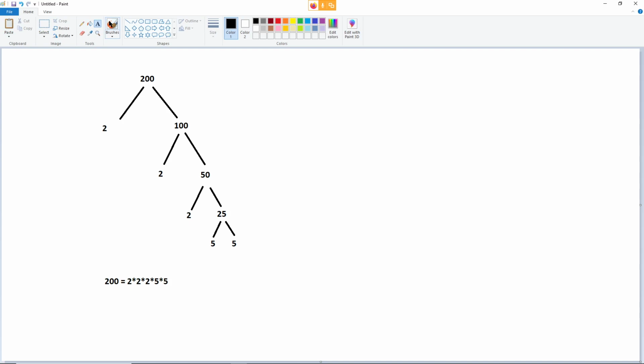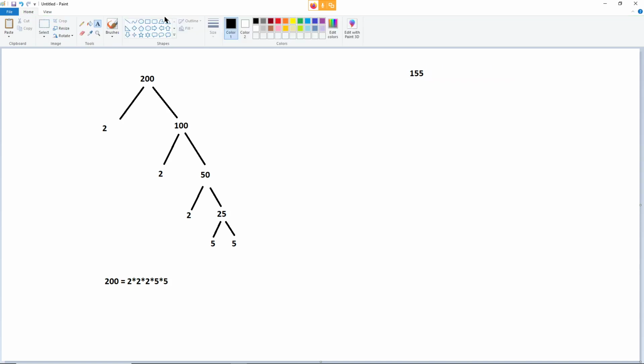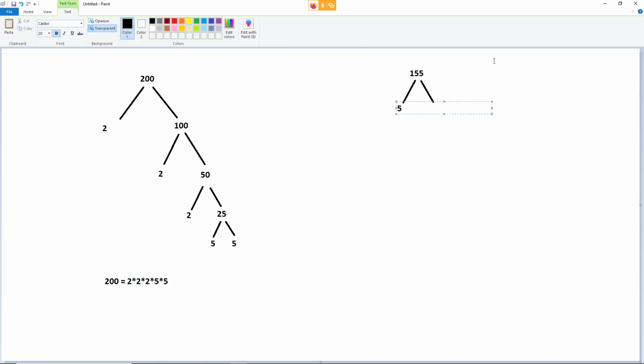So let's do one more, just to make sure. Here's another one, a little bit bigger. Say 155, right? Same thing. I'll try to break it up. This time, you are always trying to look for the weakness. 155 ends in 5, right? That's what we look at. So 5 must be able to go in.